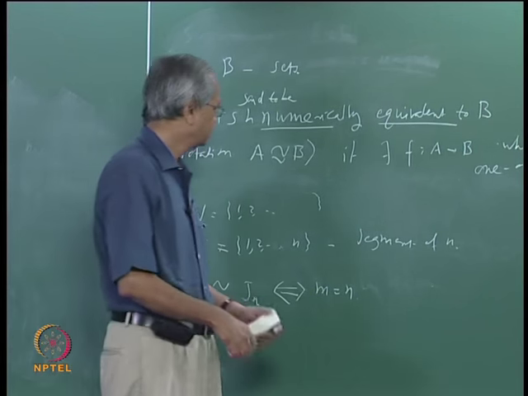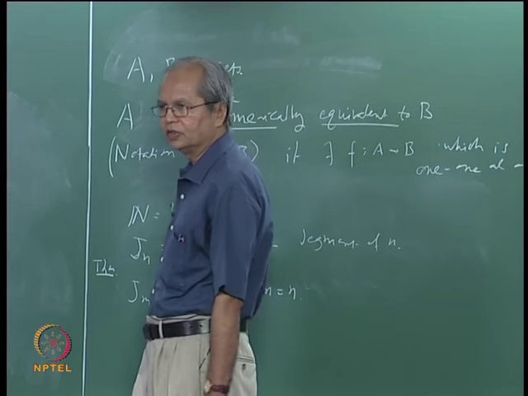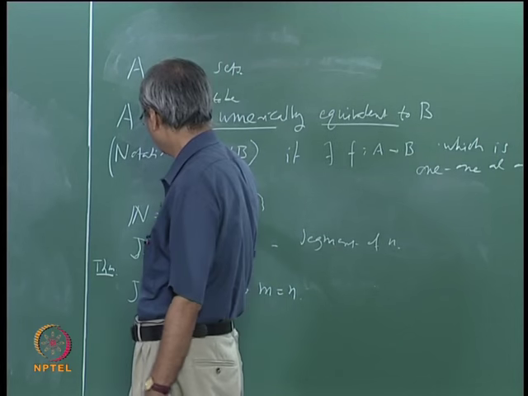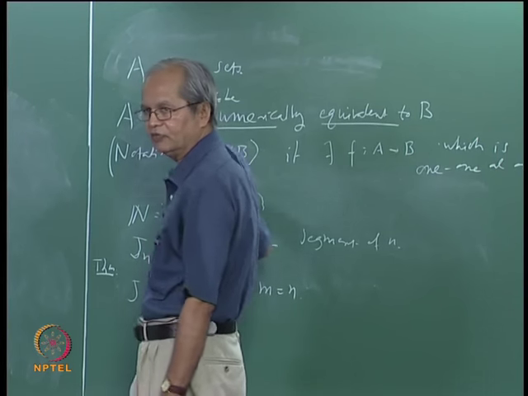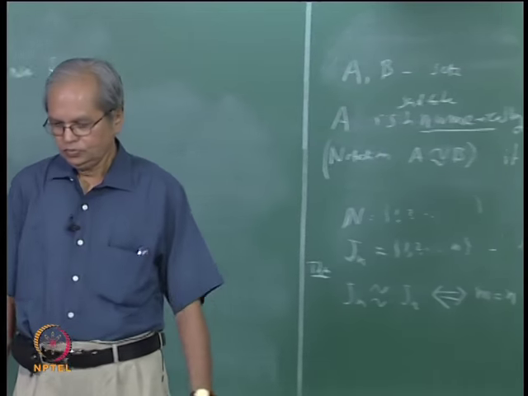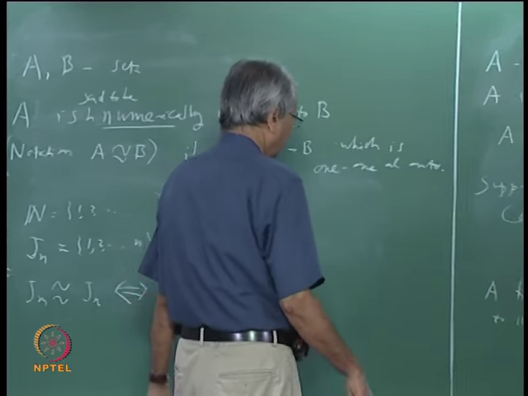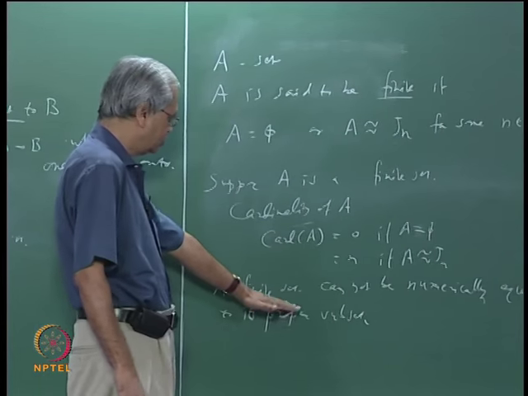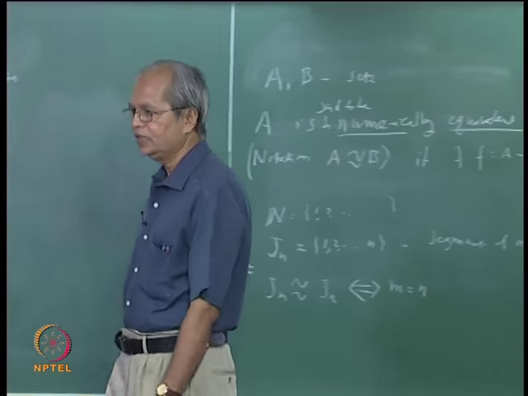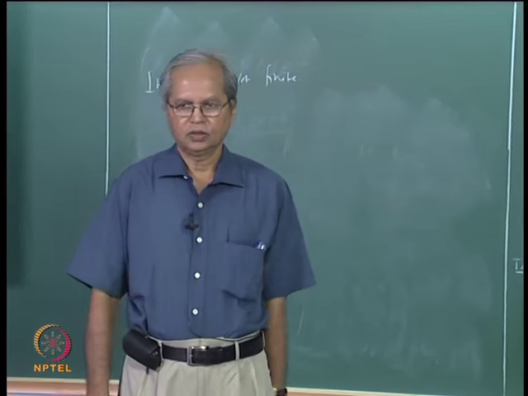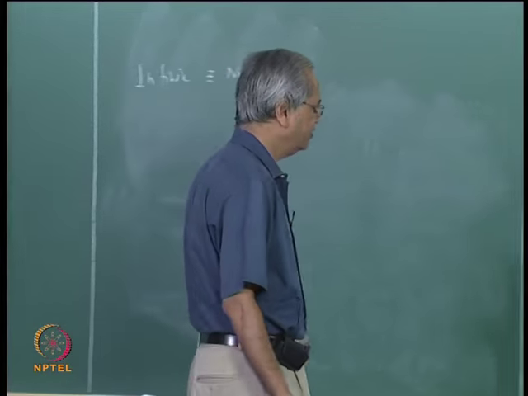One obvious example of an infinite set is the set of all natural numbers. It is easy to show that this is not numerically equivalent to any of these, because if you take any such segment, you will obviously find one element which is outside it. We will see that this property is not true for infinite sets. In the case of infinite sets, you can very easily find subsets which are numerically equivalent to the given set.